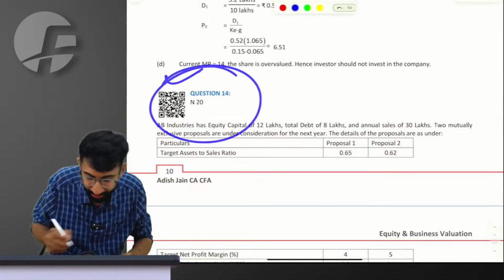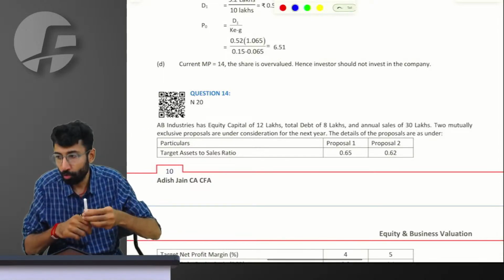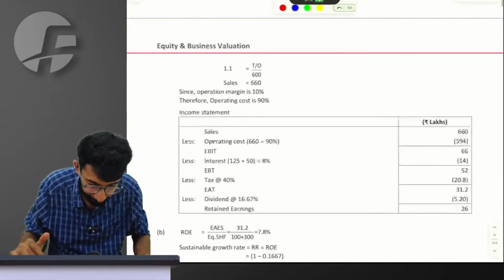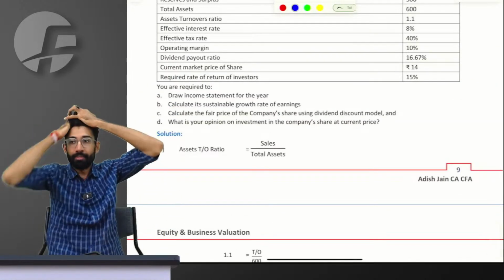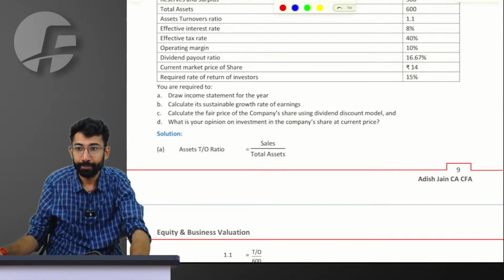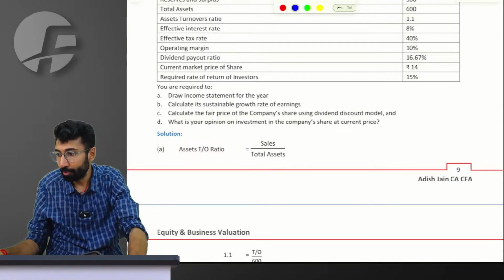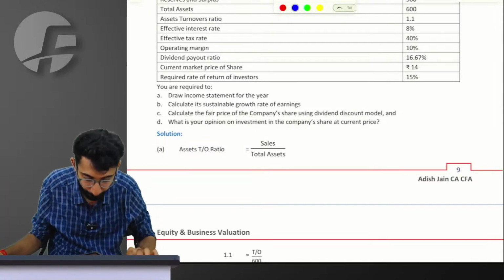Question number 15 is an ambiguous question. We will figure out what to do for this question in the next class. Everyone, are we done for the day? Are we set with whatever learnings we have?